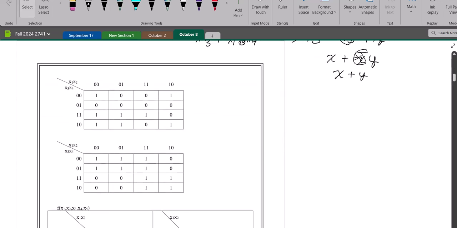Okay, so this next one is a little bit tricky. I see two groups of 4 and a group of 2. Yep, that's what I see.